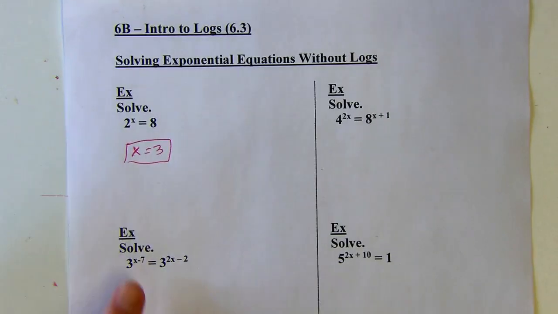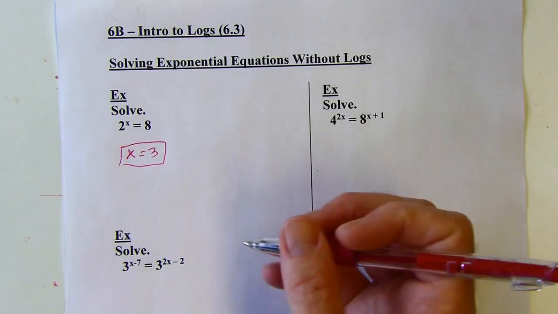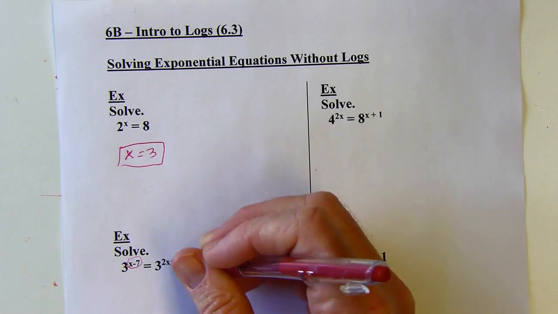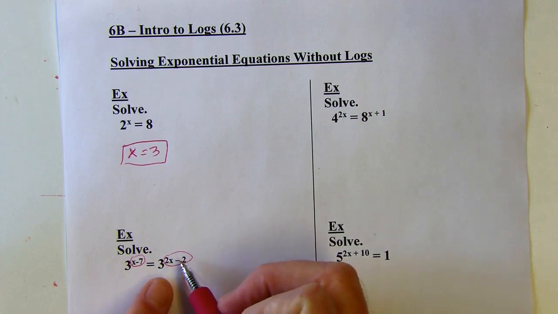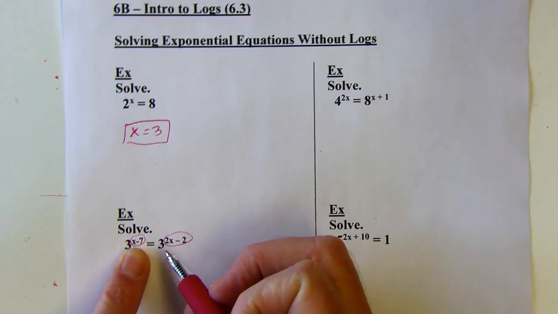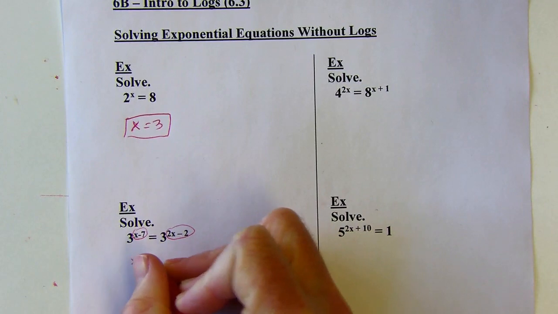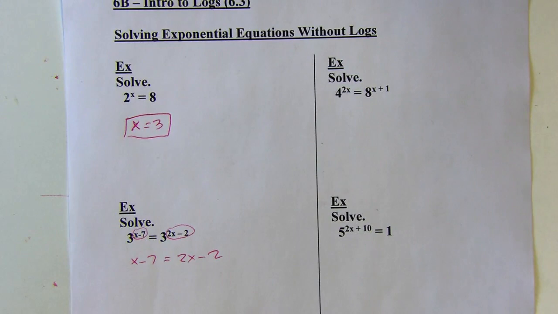On this next example, I've got variables in the exponents again, another exponential equation. But here on both sides of the equal sign, I have the same base. So I can think of it like this. 3 to the x minus 7 equals 3 to the 2x minus 2. 3 to the something equals 3 to the something else. That means the something and the something else have to be equal. So the two exponents are equal. So I can just set them equal to each other to figure out what x value will work here, to make those two exponents equal.